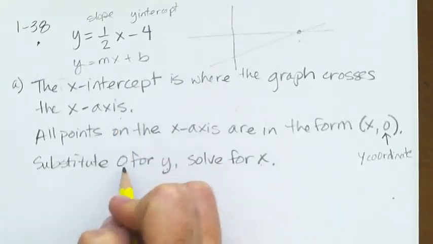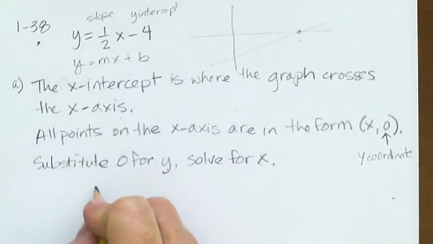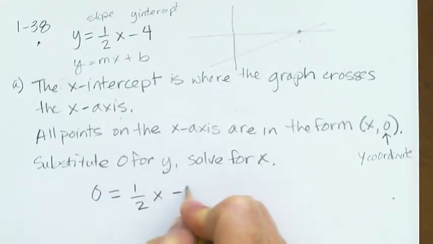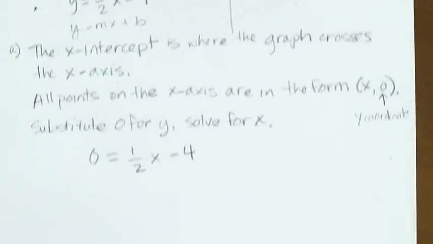Okay, so we're going to substitute 0 for y. That's going to give me 0 equals 1/2 x minus 4, and then I'm just going to solve for x.